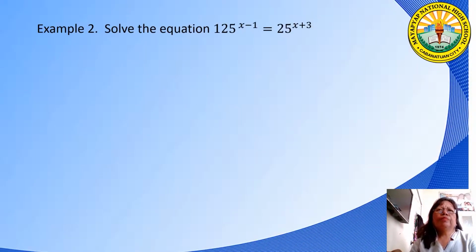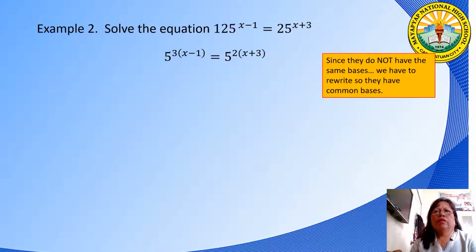For example number 2, solve the equation 125 raised to x minus 1 equals 25 raised to x plus 3. Since they do not have the same bases, we have to rewrite. So they have common bases as 5 raised to the third power times quantity x minus 1 equals 5 to the second power times quantity x plus 3. So they now have the same bases, so you can equate that their exponents are equal.